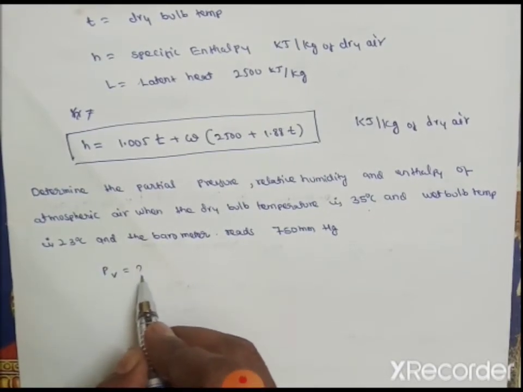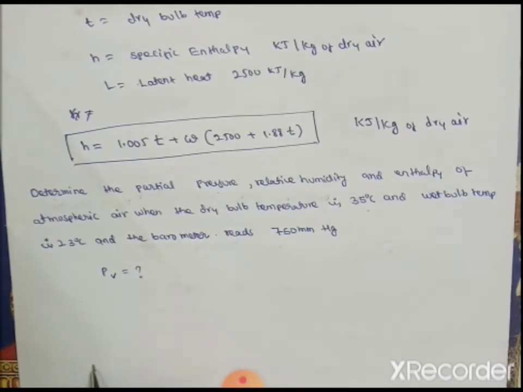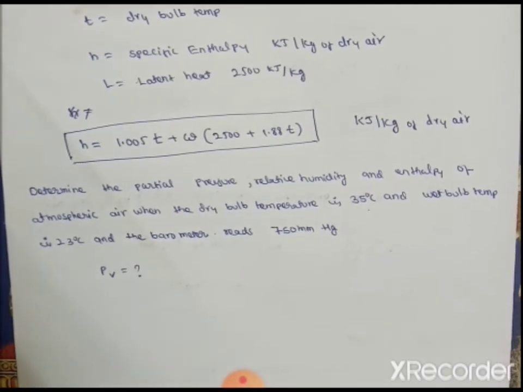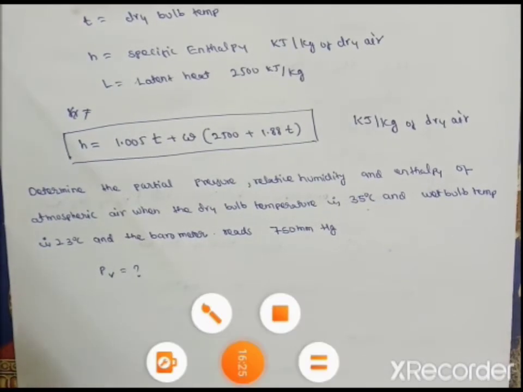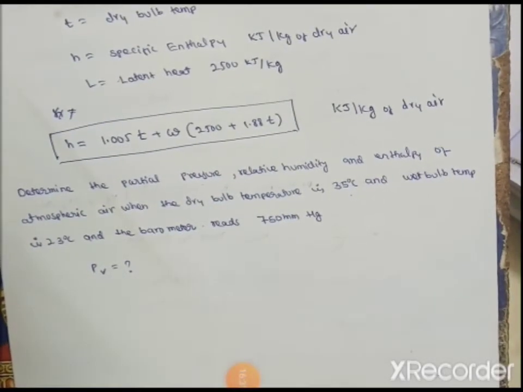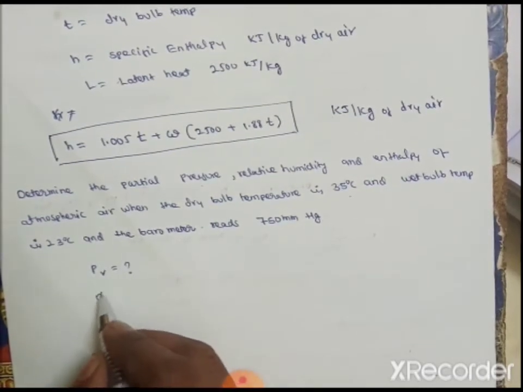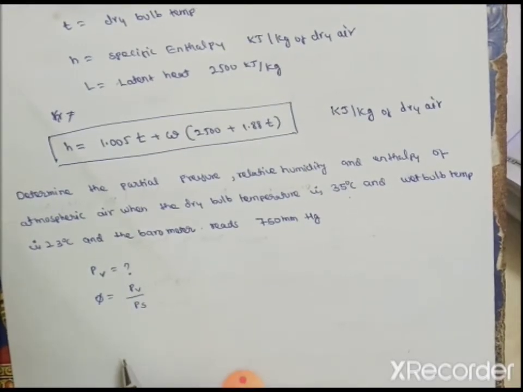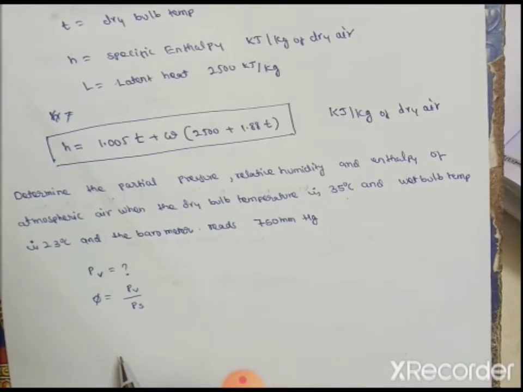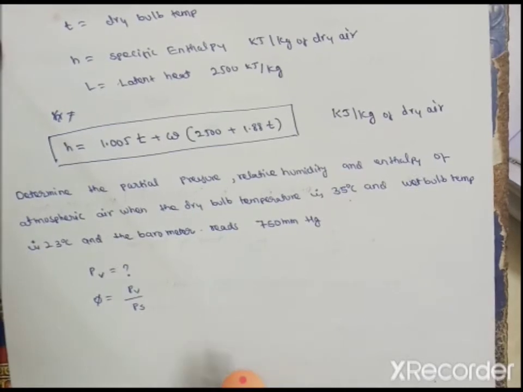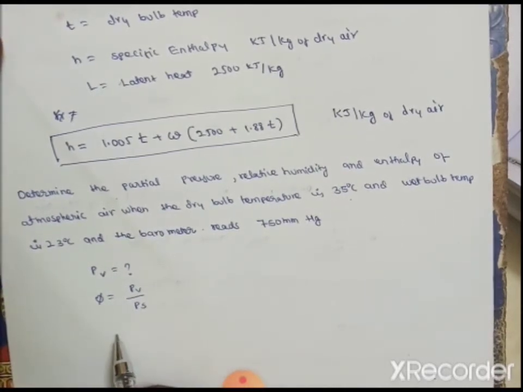So what is partial pressure? It is the partial pressure of water vapor. And relative humidity is PV by PS, where PS is the pressure at saturated condition. So what do we need to find next? Enthalpy, specific enthalpy.